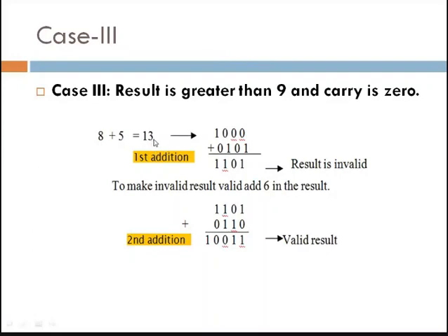So 3 is nothing but 0011. Here the last four digits are 0011, and for 1 it is 0001. So you can add three 0s in front of the 1, and you are getting the same answer. In this way you have to convert your invalid result into a valid result by adding 6. So these three cases you have to check when we are performing BCD additions.